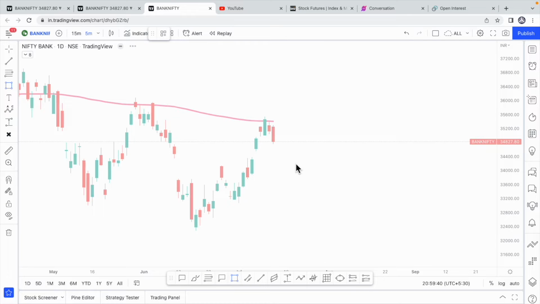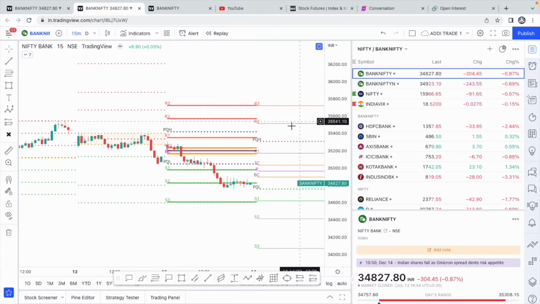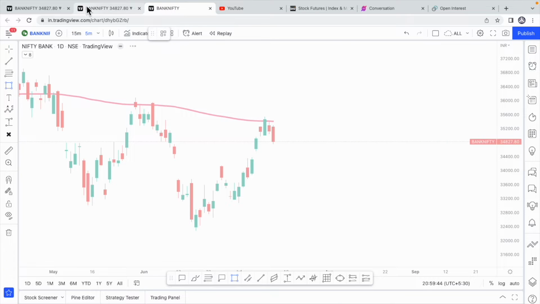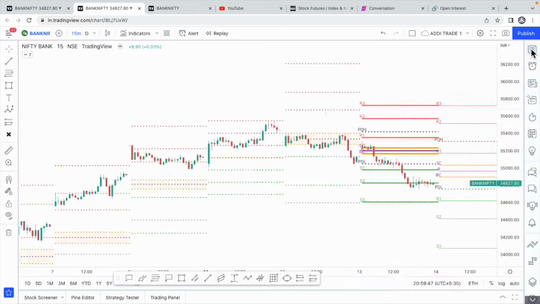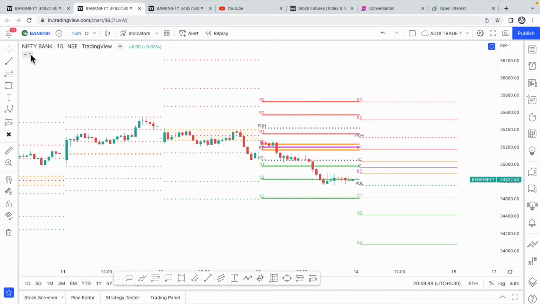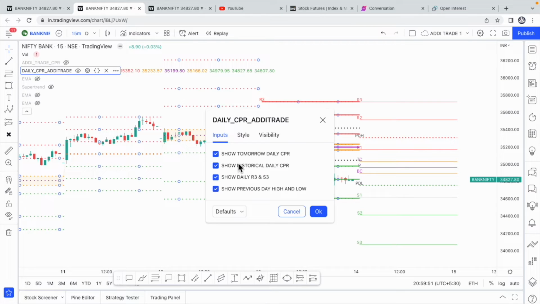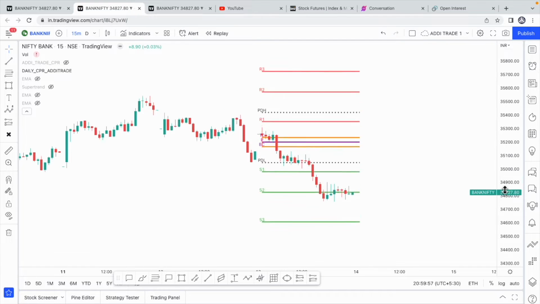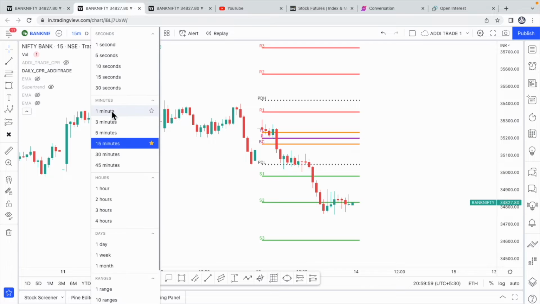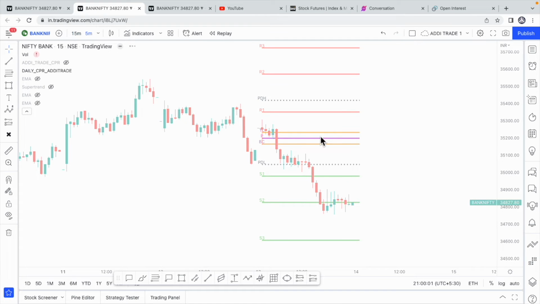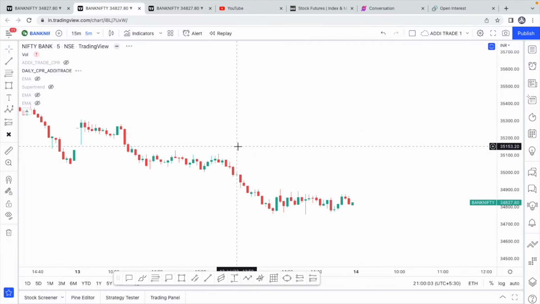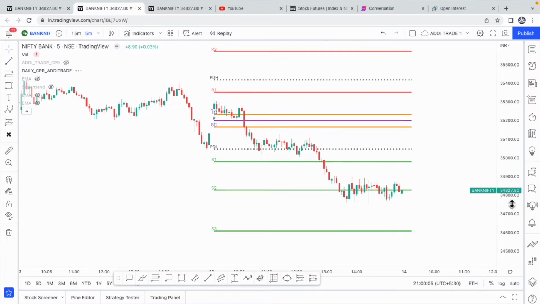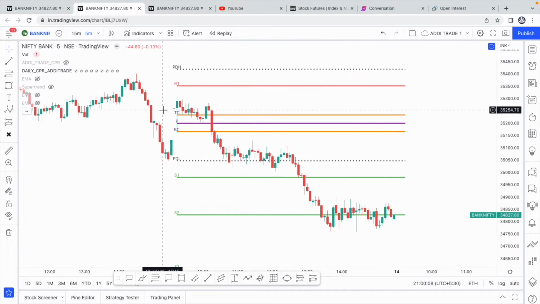For that, I'm just going to come to this chart where I have the CPR enabled. Let's just disable the historical and tomorrow CPR, so the chart will be clean. And I'll shift to a 5-minute chart. Okay, this is the 5-minute chart, and we have the CPR levels. See, today there was a nice flag and pole pattern. Where was the flag and pole?